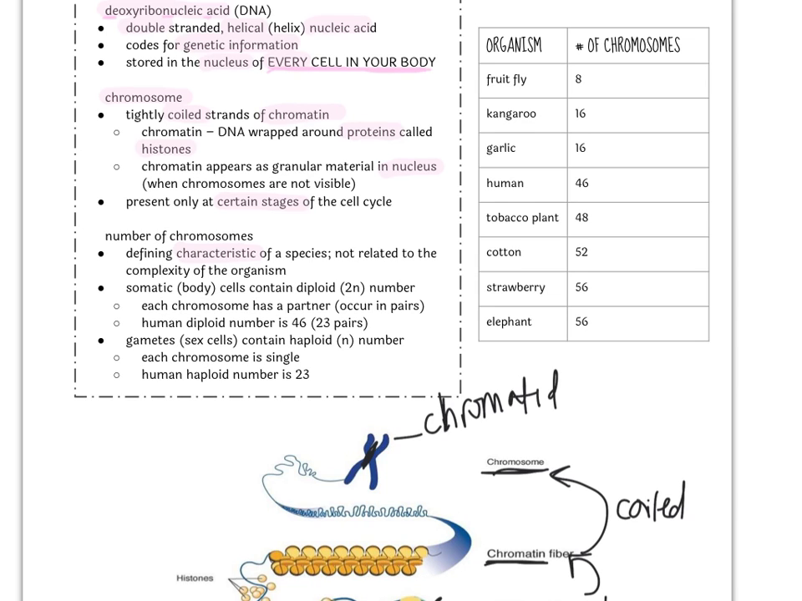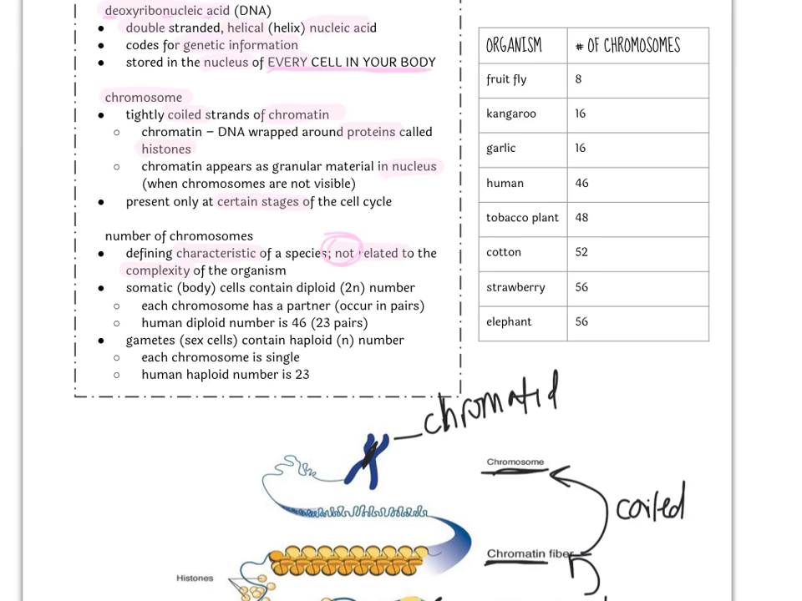And here's a really important thing. It is not related to the complexity of the organism. I'm even going to underline not, circle it. It is not related to the complexity of the organism. So you hear like, oh, humans have 46 chromosomes, so they're really complex, and since we're the most complex mammal, we must have the most complex DNA, most DNA. Not true. Because it's not related to the complexity of an organism.